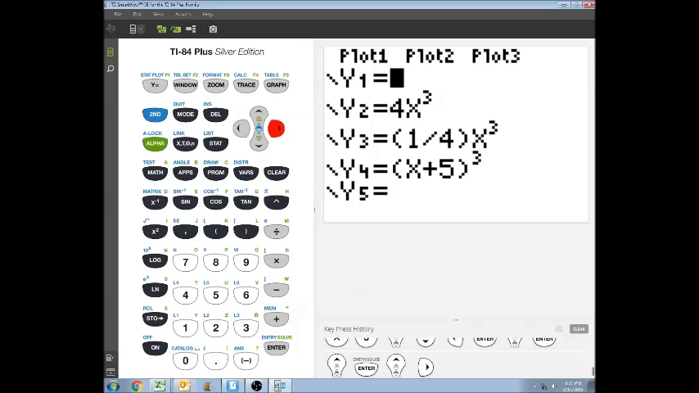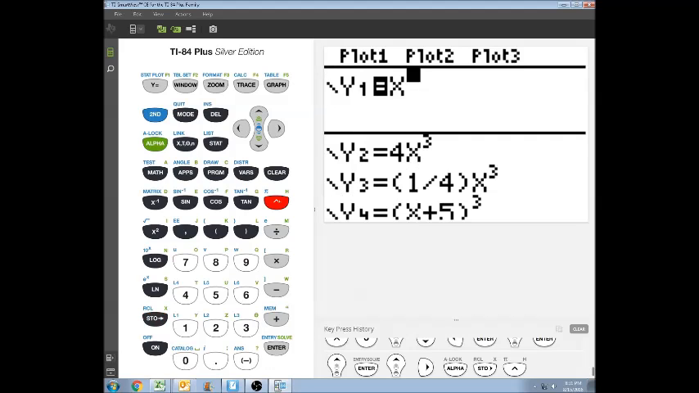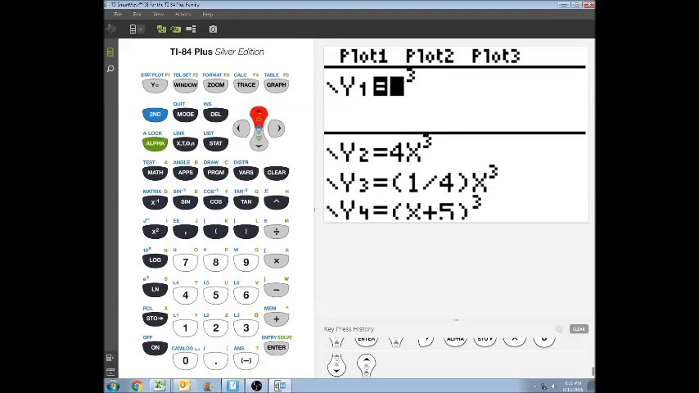I wanted to show you guys how to raise something to the third power. So what I'm going to do is hit alpha STO to get to my x. As you can see, the red buttons are the last things I've hit. In order to raise it to the third power, I'm going to hit the caret key, which is right there, and then 3. So it's just x raised to the third power. If you need to slow down the video to see that, go ahead and do so.